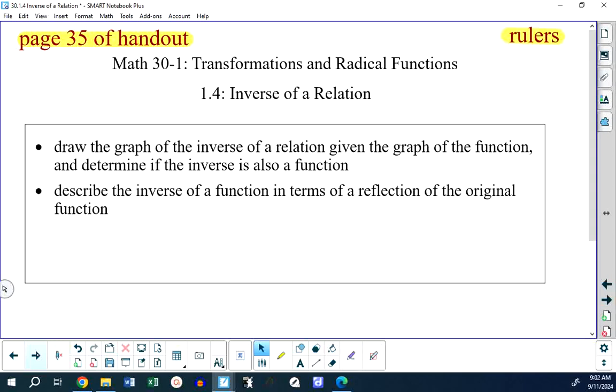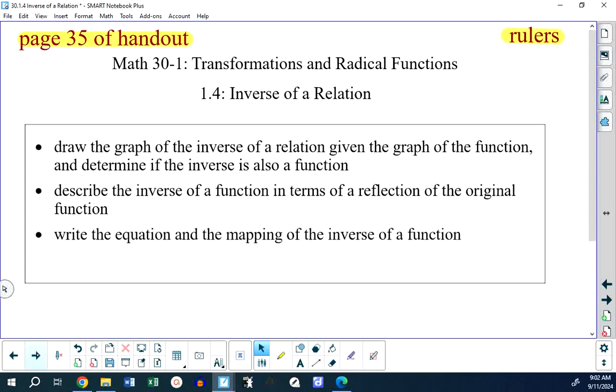We'll describe the inverse in terms of a reflection. So it turns out that an inverse is a reflection. It can be thought of as a reflection. It's not a vertical or a horizontal one, though.